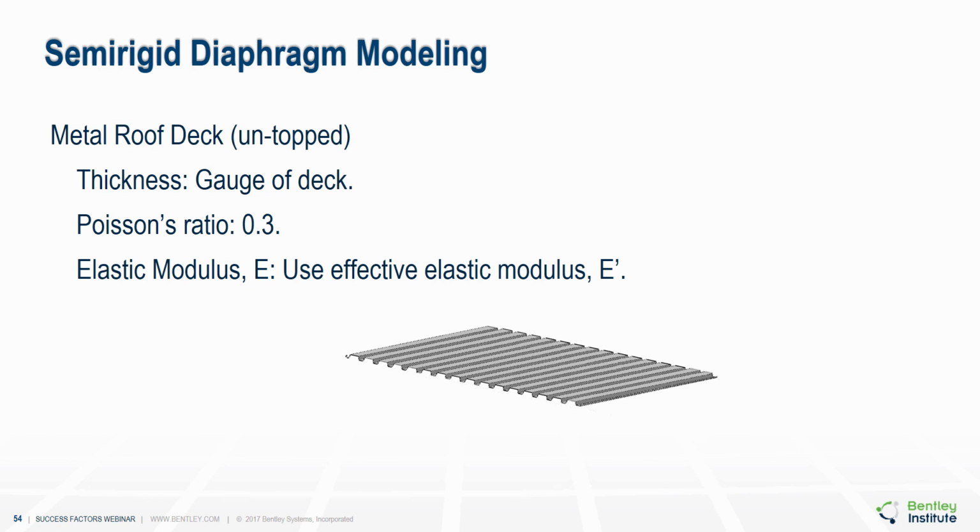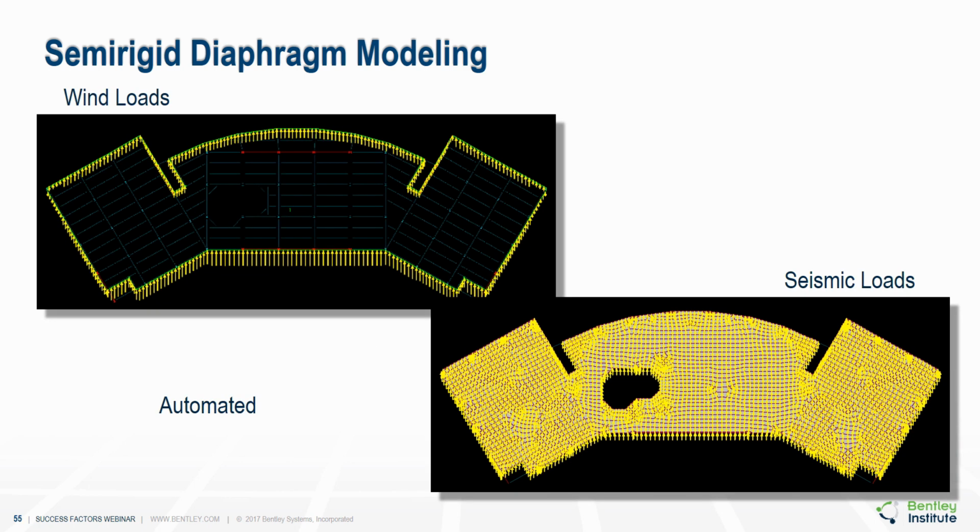And the elastic modulus, you need to use an effective elastic modulus, E prime. This E prime is affected by the corrugations of the deck. It's affected by the attachment of the deck to the supporting beams and the span of the deck. So the calculation of this E prime can be rather rigorous.